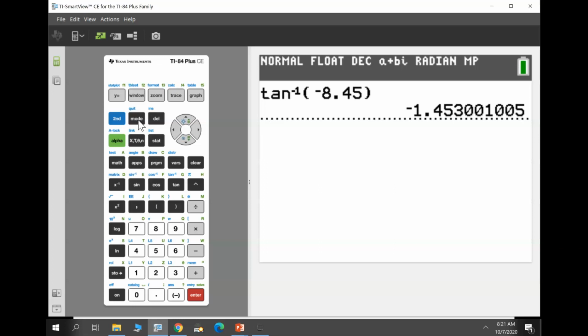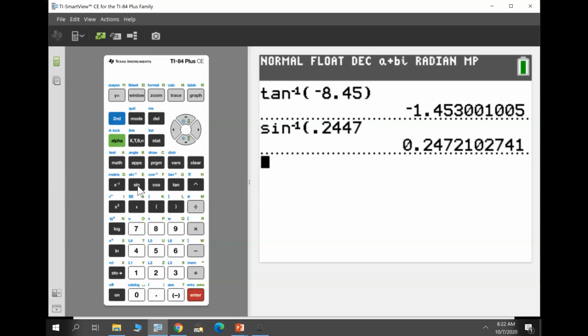All right, the next one we had was arc sine. So let's do inverse sine. So second sine of 0.2447. All right, and then the last one we had was the arc cosine of 2. So we'll do inverse cosine of 2.